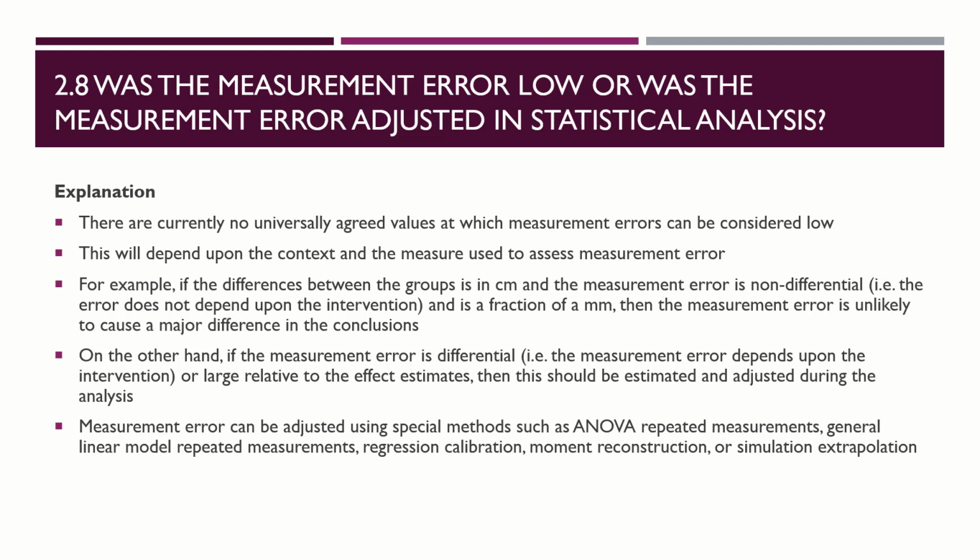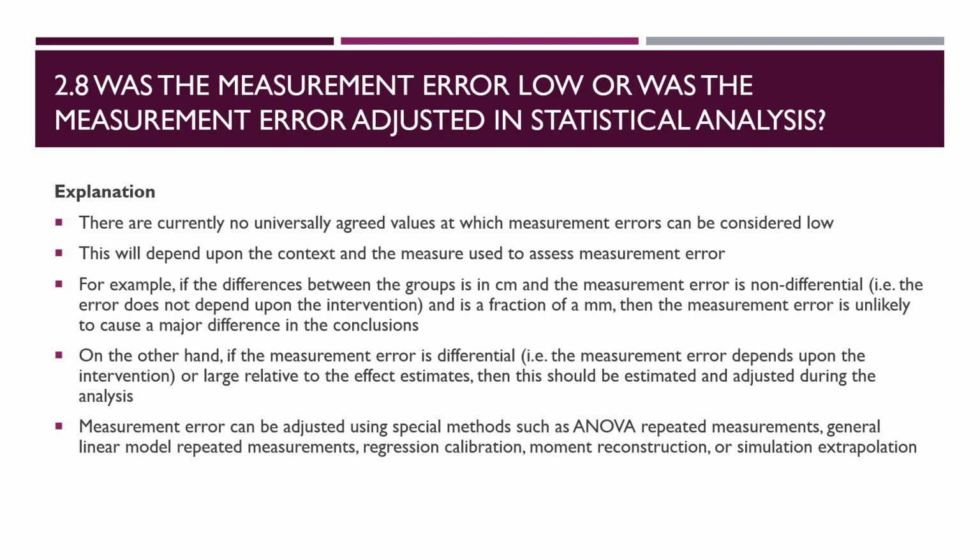Okay, so the measurement error is not different between the two groups. For example, somebody might have used an accurate instrument in the intervention group and a non-accurate instrument in the control group. That is differential measurement error. So here measurement error is non-differential. They are using the same test in both the groups, and the difference between the groups is in centimeters, whereas the measurement error itself is a fraction of a millimeter. Then it's unlikely to cause major differences in the conclusions.